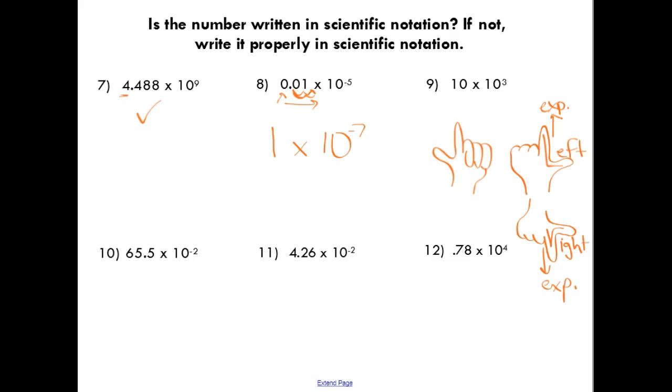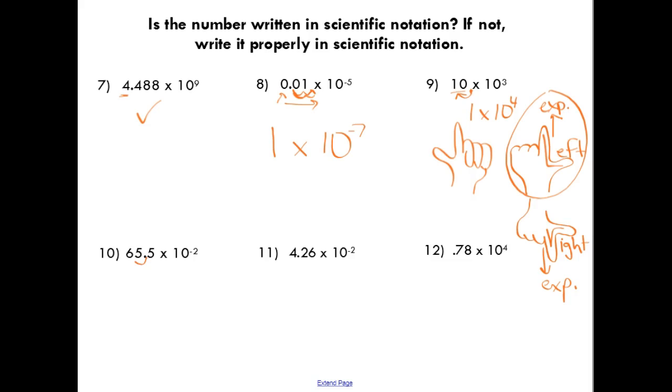All right, number 9. 10 is not between 1 and 10. Remember we said 10 couldn't be it because it's 2 digits. So we need to move the decimal from here 1 to the left. So that's 1 times 10 to the, now since we went left, we're using this rule, the exponent goes up. So 3 becomes 4.